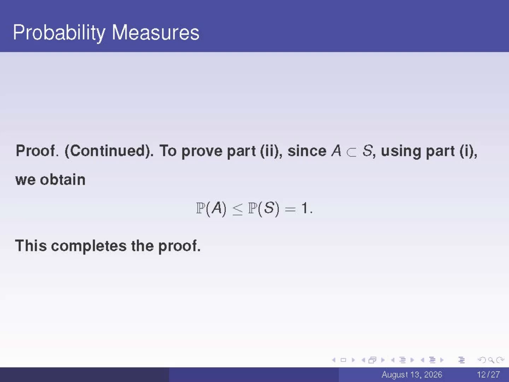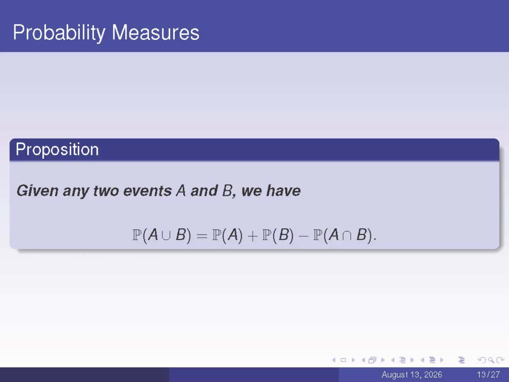By the second condition of the probability measure, the probability of event S is equal to 1. This completes the proof. Using the previously established axiomatic conditions, we will prove the formula for computing the probability of the union of two events.